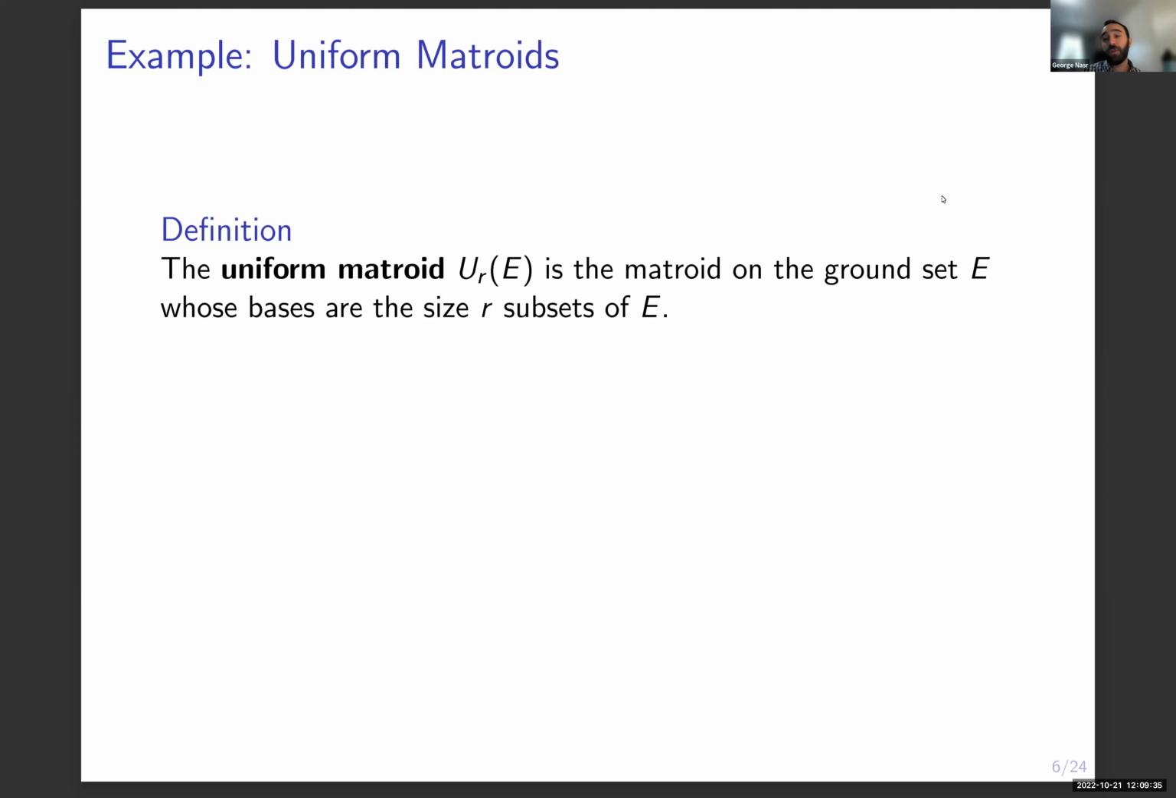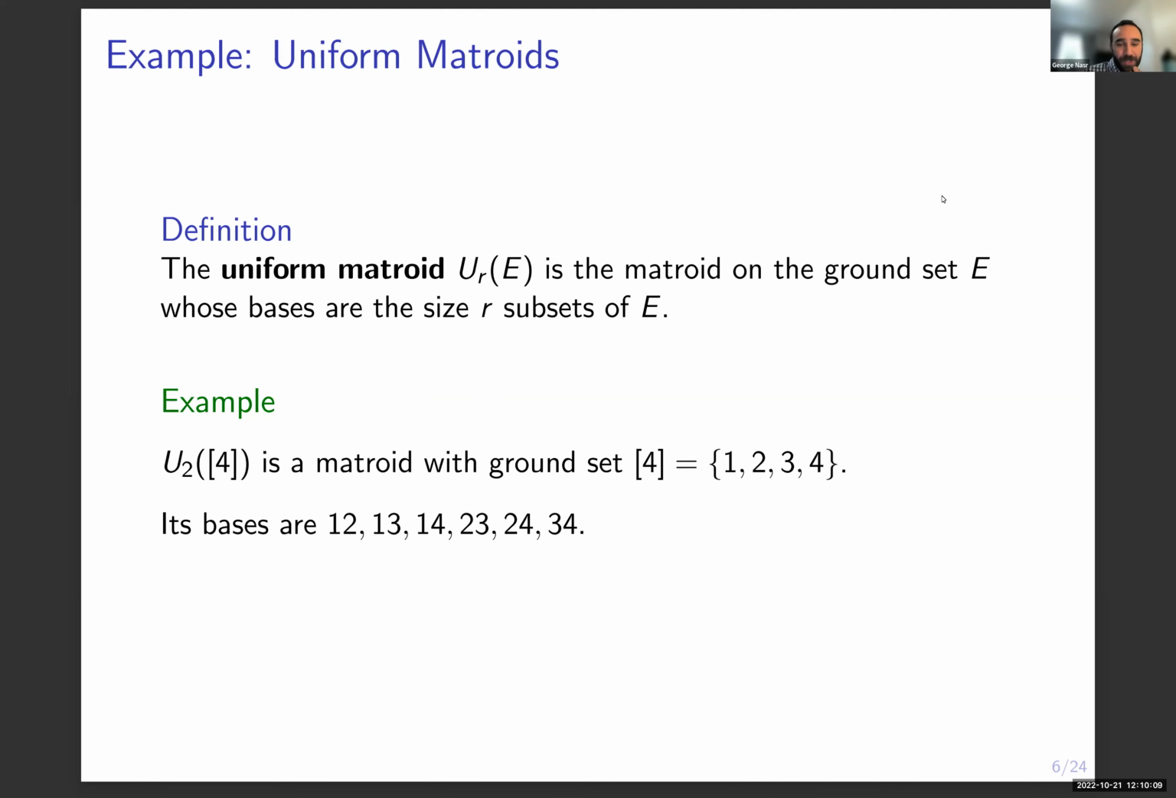There's a matroid called a uniform matroid. Here the ground set is the set E, and R denotes the rank of the matroid, and the condition for a uniform matroid is every subset of size R is a basis. Remember all bases have the same cardinality, but a priori there's no reason to assume every set of the correct size is a basis. But if it is, we call that a uniform matroid. And just for an example, U2 of the set of size 4 has the following bases, where here I've suppressed the set {1,2} as 12, and so on and so forth. So these are the 6 two-element subsets of the ground set 4.